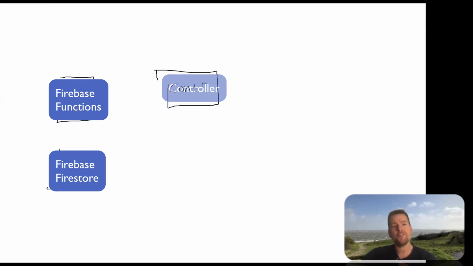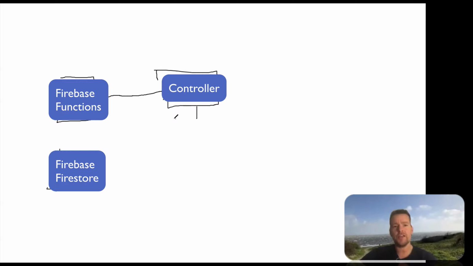And functions is going to send its request to the controller. So we're going to have a trigger right here that's going to send its request to the controller. And then the controller is going to convert the data to something we want to use and then send that data to the service. So here we are going to have a service.